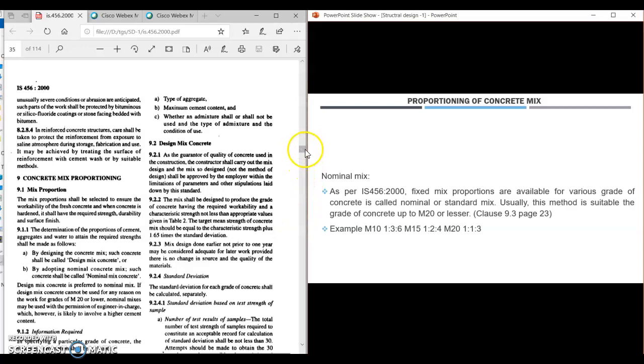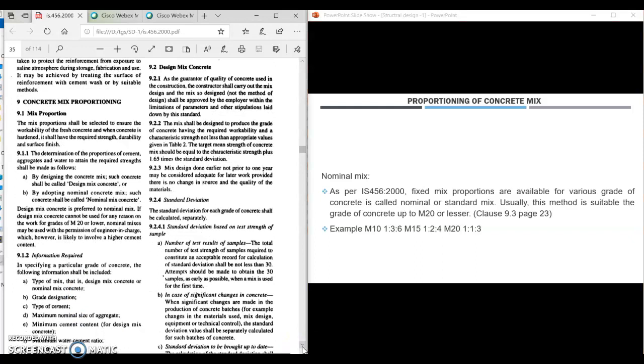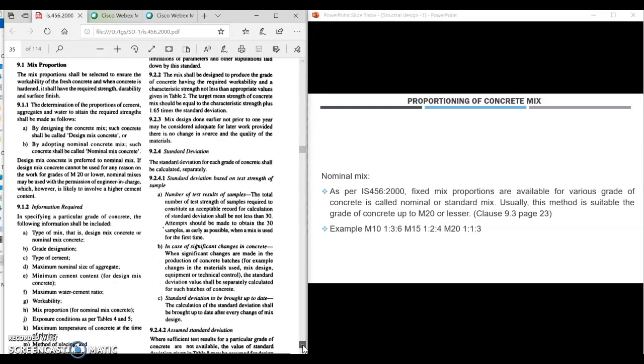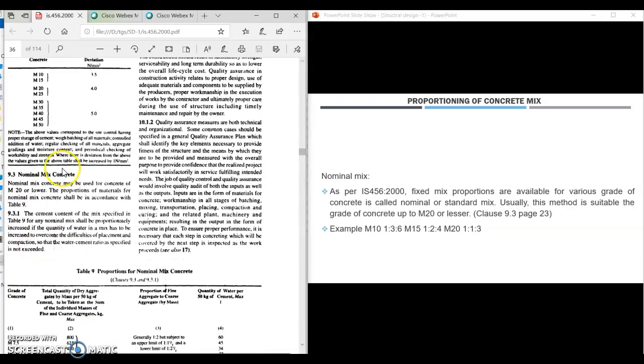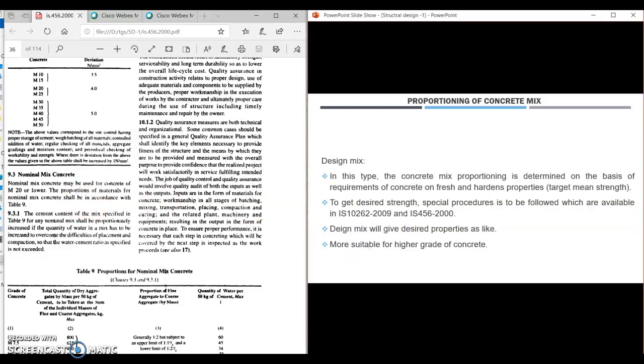This nominal mix is used only for grades M20 or below. If the grade is above M20, we have to use design mix. In design mix, depending upon our requirements, like the target strength after hardening, or the fresh concrete properties like water cement ratio, workability, etc.